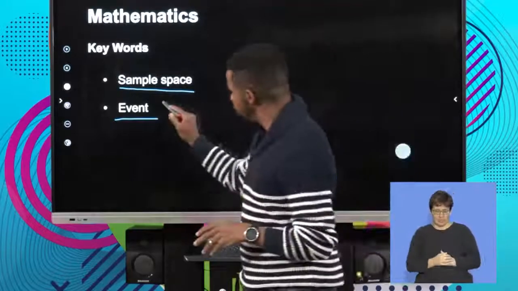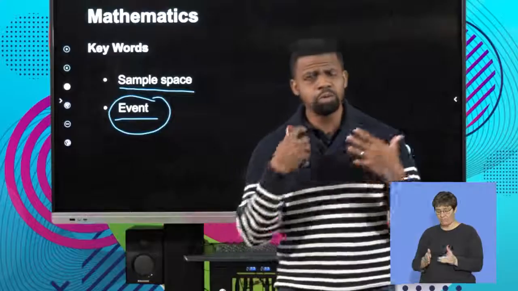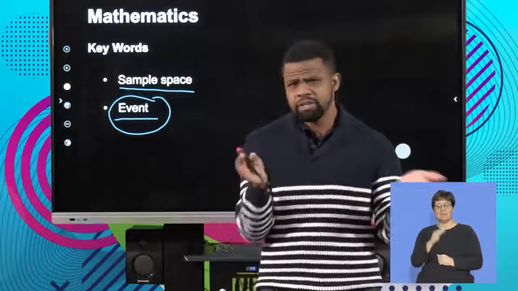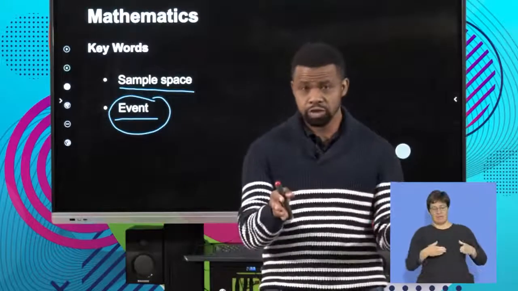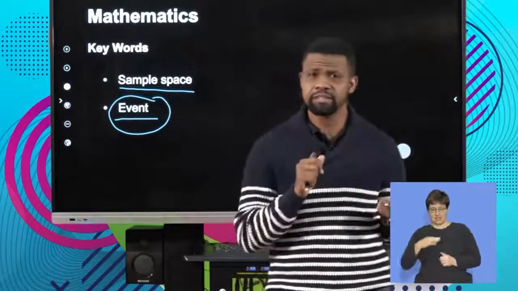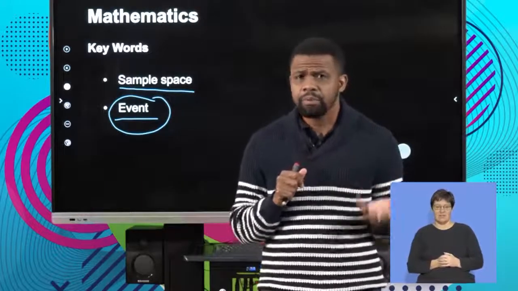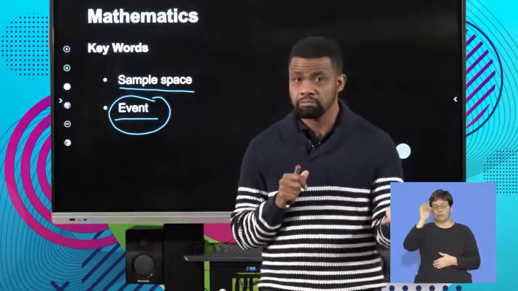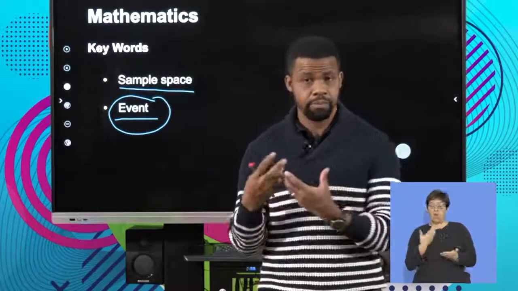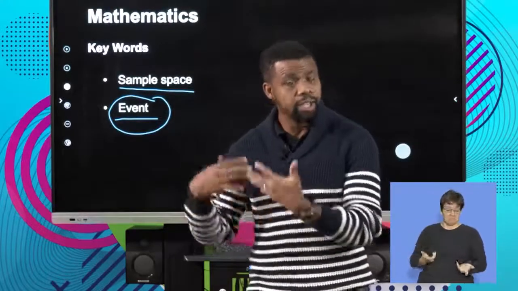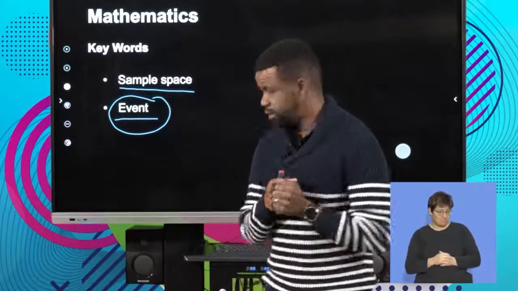Then, when we talk about an event, let's go back to the example of a classroom with boys and girls. The probability of choosing a girl is an event. The probability of choosing a boy is an event. Are we together? That could be an event. Fantastic.